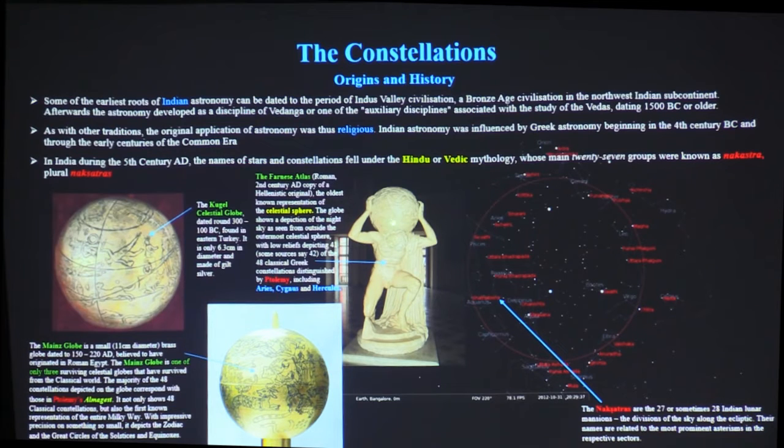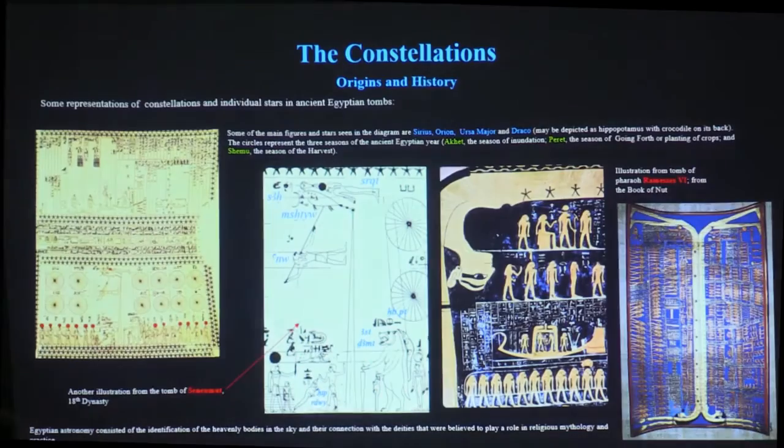Back to the Farnese Atlas, 42 of the 48 constellations are depicted on there, including Aries, Cygnus and Hercules, which are quite clearly visible on the actual sphere. All right, we'll move right on.